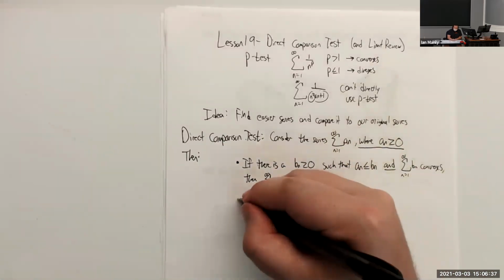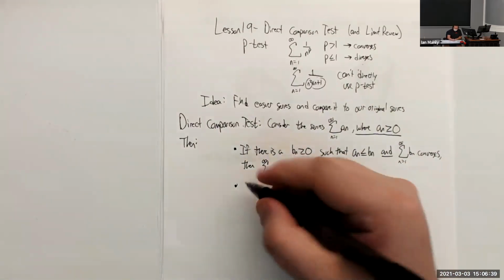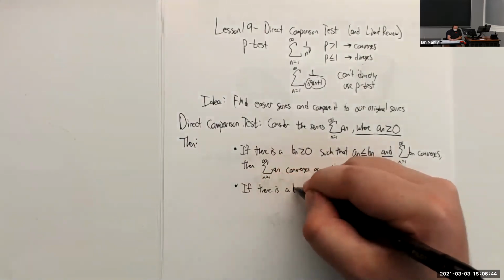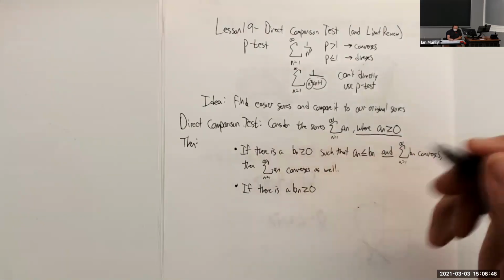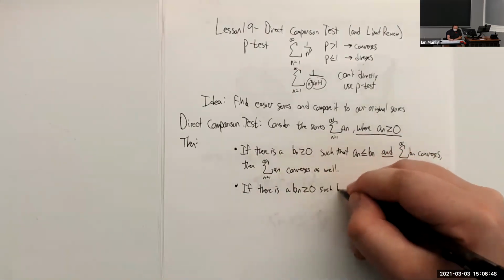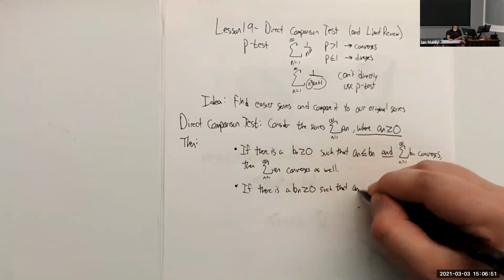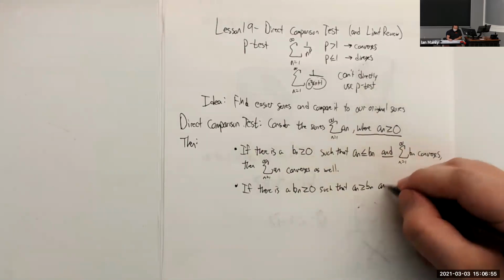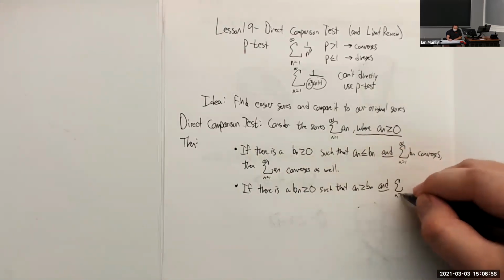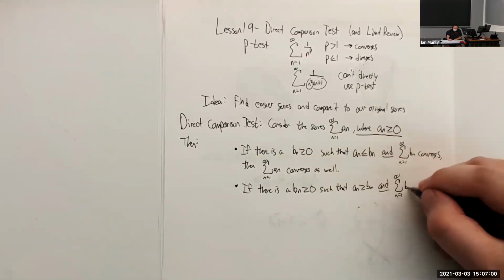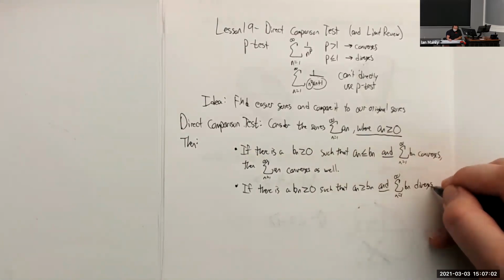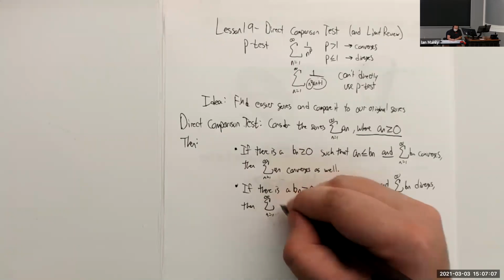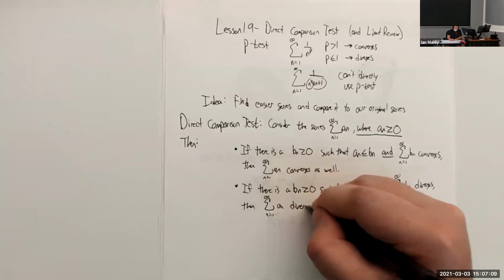All right, and then what's the other thing that could happen? If on the other hand, there is a b sub n such that a sub n is greater than or equal to b sub n, so it's the other way, and the sum from 1 to infinity of b sub n diverges, then a sub n diverges as well.